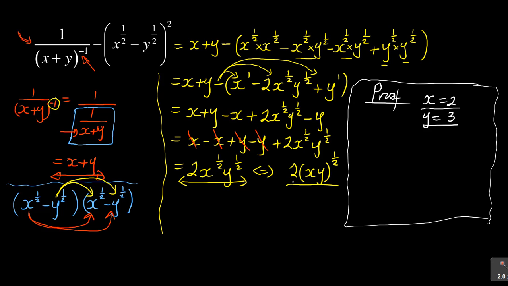I can start with my final answer here, so that I will have 2 times xy to the power of half, which is equal to 2 times, remember my x is 2, my y is 3, to the power of 1 over 2. So what is my answer there?